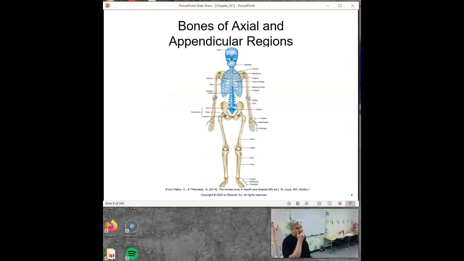Okay. So I don't know if you remember this, but way back we talked about the appendicular and axial skeletal system. Who can tell me what the axial skeletal system consists of? The axial skeletal system. Anybody?